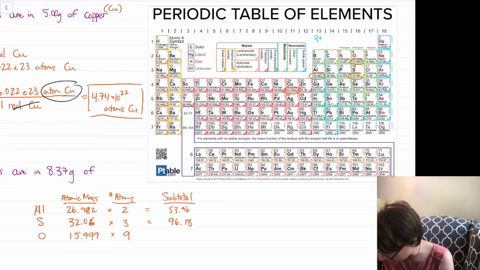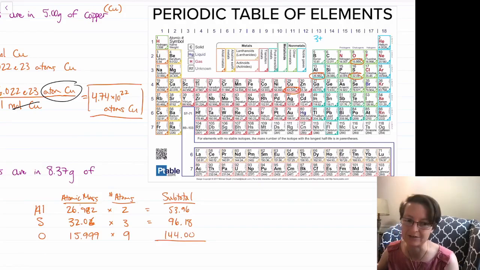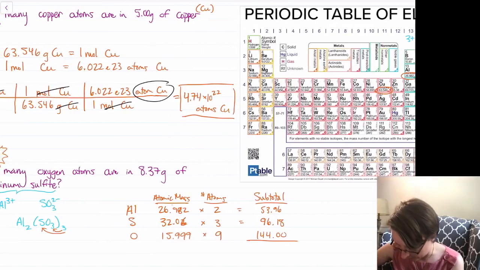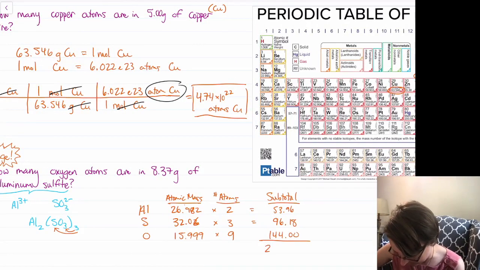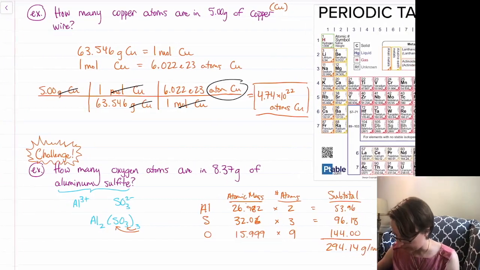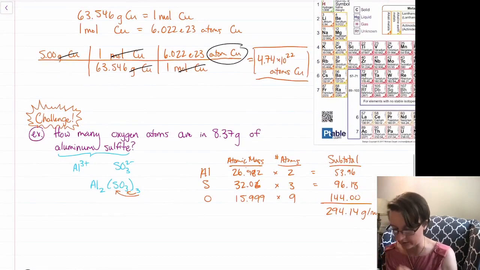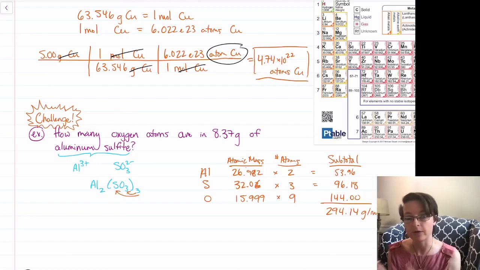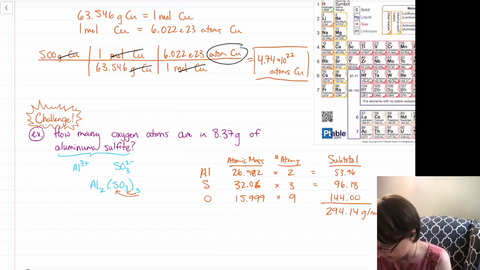So putting all that information together and coming up with our various subtotals and then adding them together, or if you like, you can do this all in one line, we get a grand total molar mass for aluminum sulfite of 294.14. Phew. So this finally tells us what should be our conversion factor to get from grams of aluminum sulfite to moles. Okay, so let's go ahead and write some of these conversion factors down just for our reference.